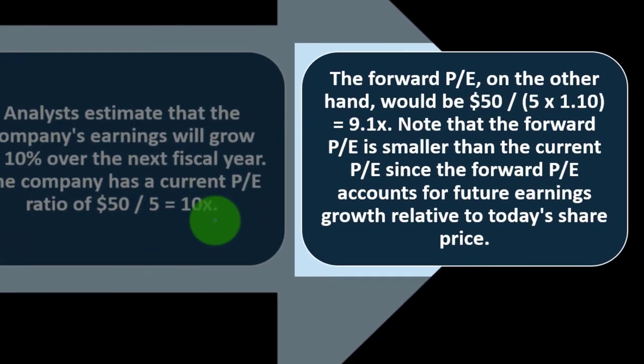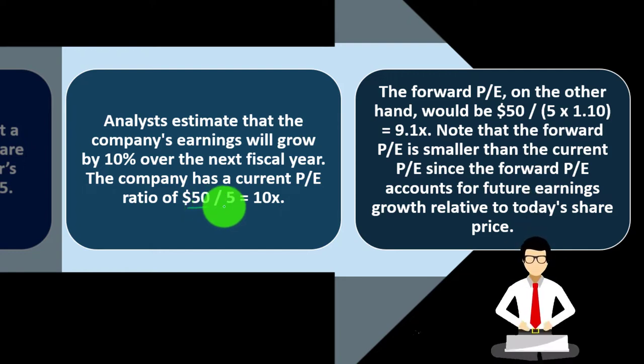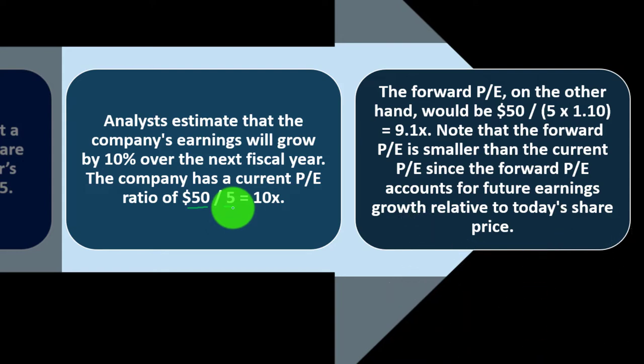So note that the forward PE is smaller than the current PE, since the forward PE accounts for future earnings growth relative to today's share price. Note we're currently using today's price. You would expect that if there were to be growth, maybe the share price will grow in the future. We're using the same share price, and then on the denominator, the earnings per share side of things, instead of keeping that constant using past data, we're projecting that out into the future.